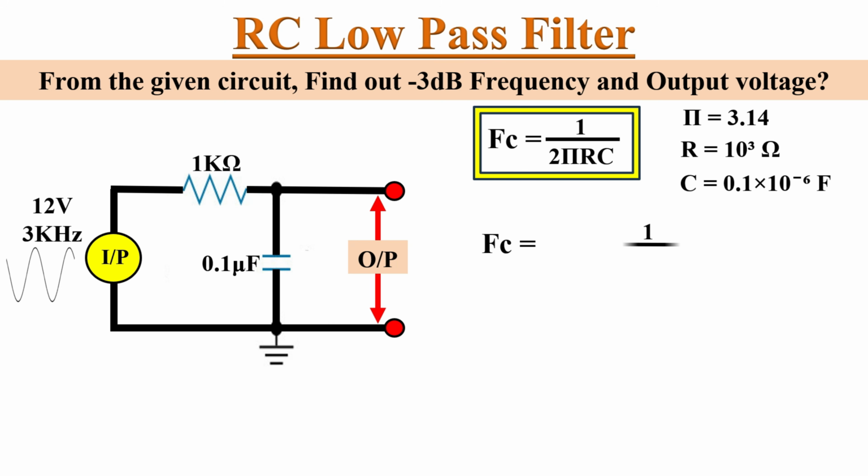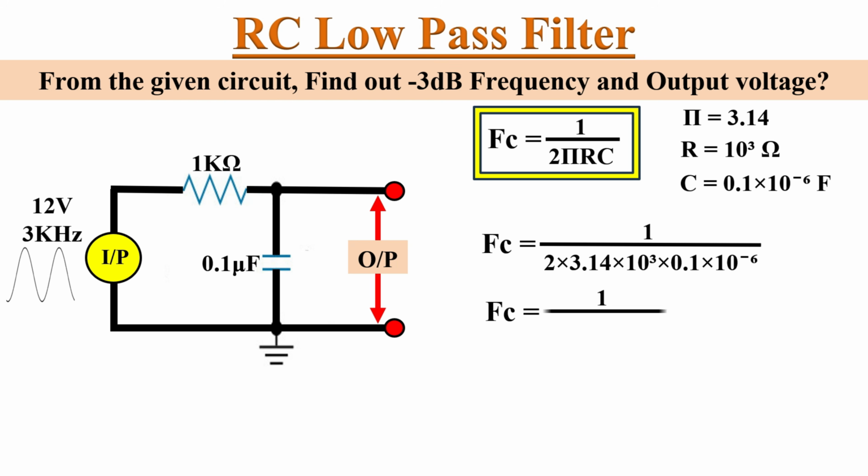So Fc equals 1 divided by 2 into 3.14 into 10 to the power of 3 into 0.1 into 10 to the power of minus 6. If we simplify this, we get Fc equals 1 divided by 6.28 into 10 to the power of minus 4.